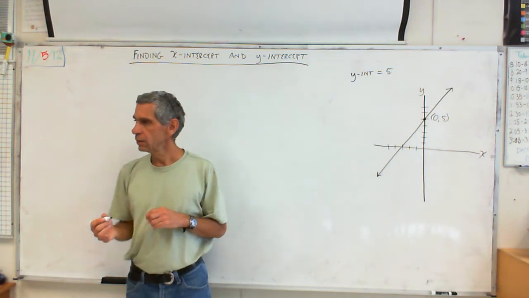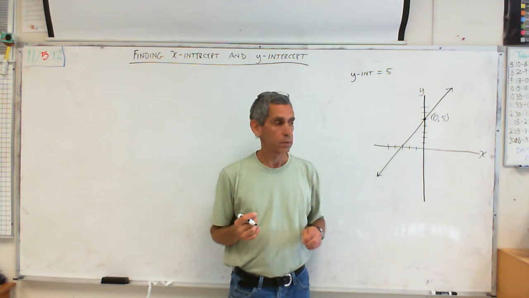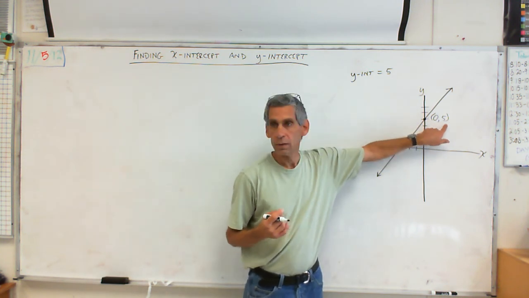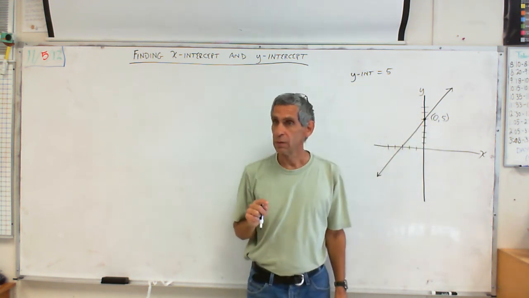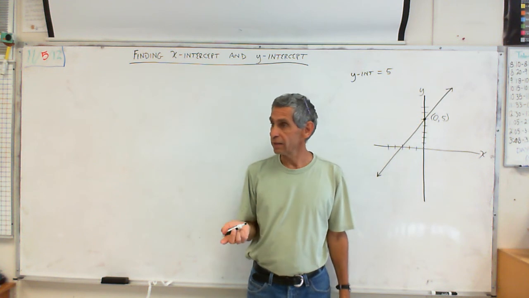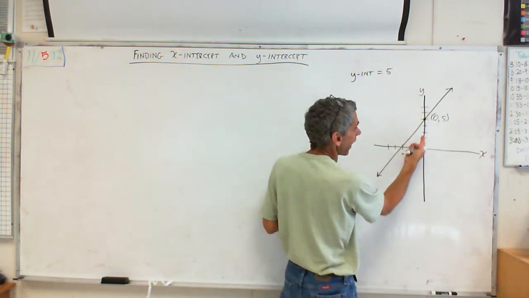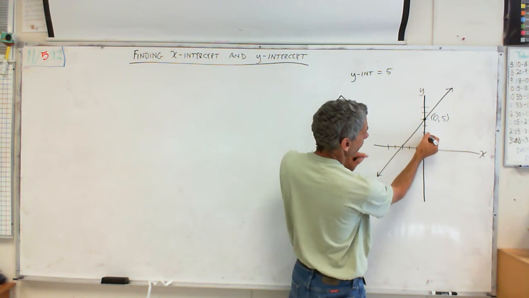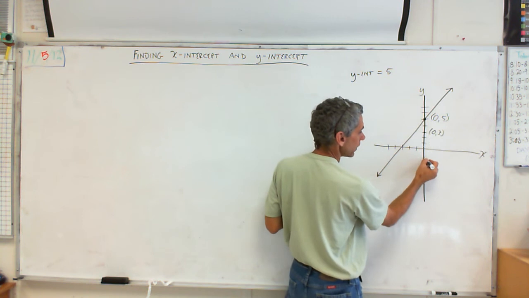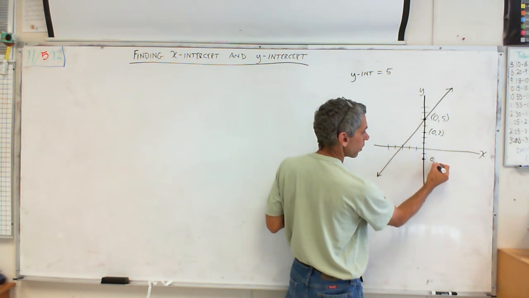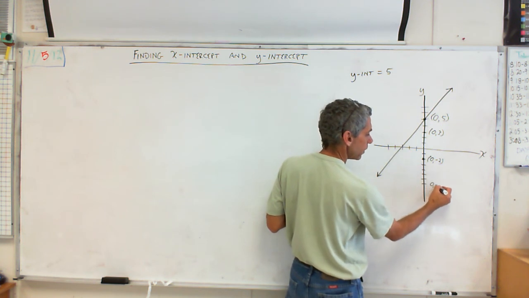You guys all see that? There's actually a really important thing in what I just wrote. What is the x of this point? 0. In order to find a y-intercept, the only way you'll ever find a y-intercept is if x equals 0, because the y-intercept is where a line crosses the y-axis. What if the point was here? It would be (0, 3). If it was here, it would be (0, -2). If it was here, it would be (0, -7).